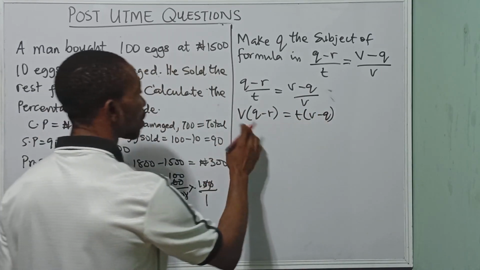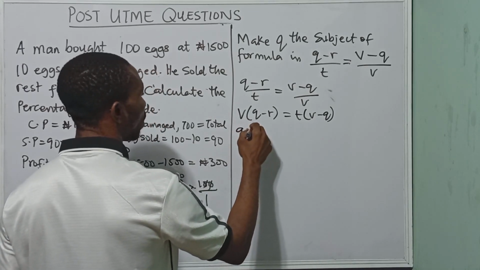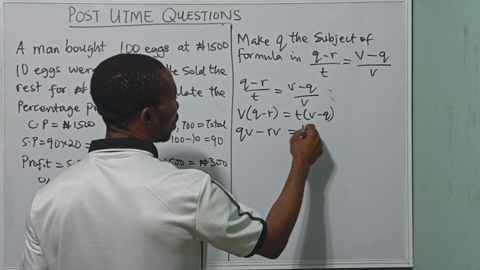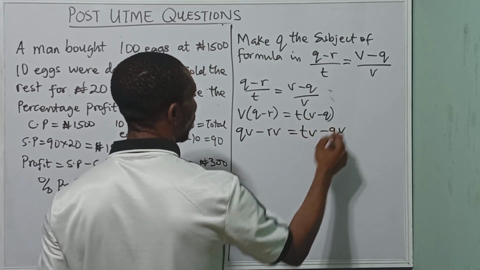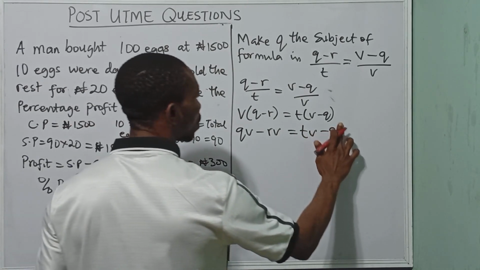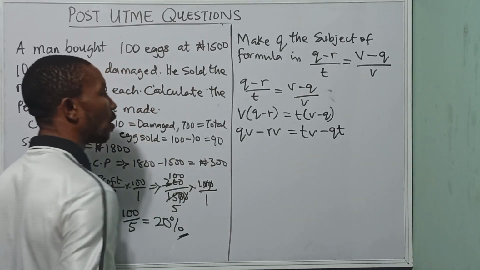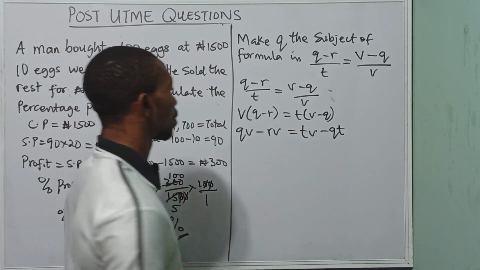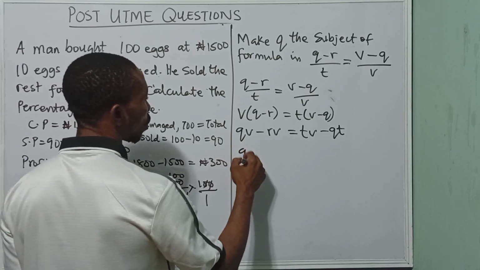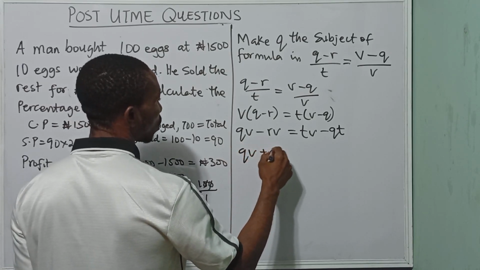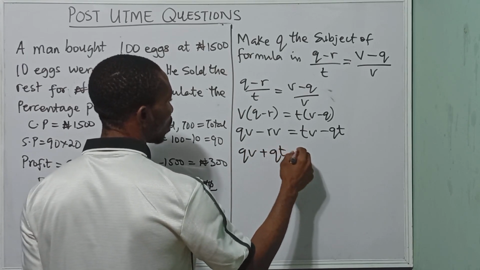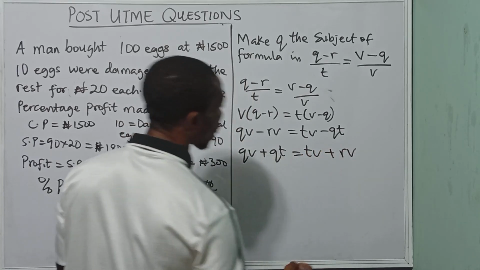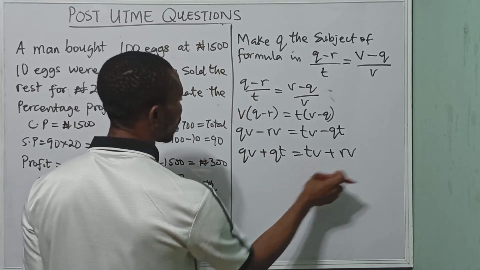Alright, so we expand this. Expanding the brackets, you have QV minus RV equals TV minus QT. Alright, now from here we'll bring our Q's together and take our V's over. So this becomes QV plus QT equals TV plus RV.